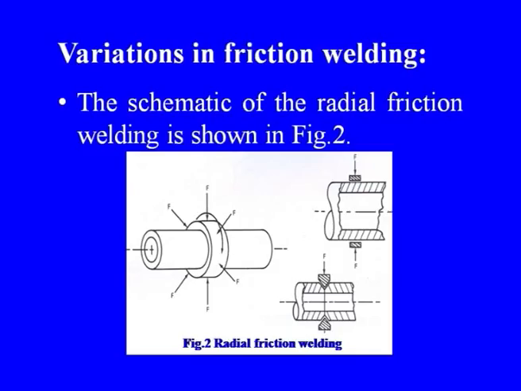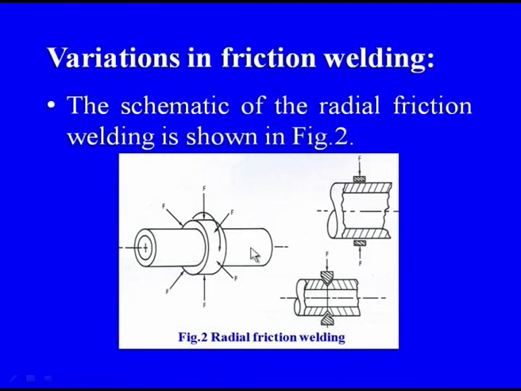Now, let us see a few variants of the friction welding process. Here is a schematic of the radial friction welding process, which is shown on the screen. So, these two are the parts, which are under pressure, and this is another body which will provide the rotation.